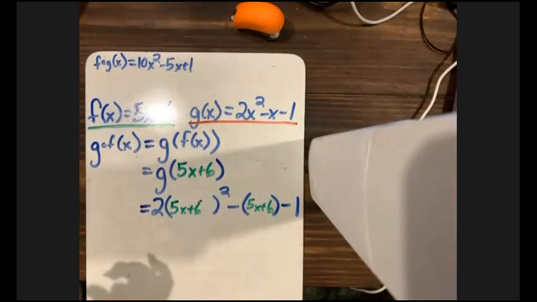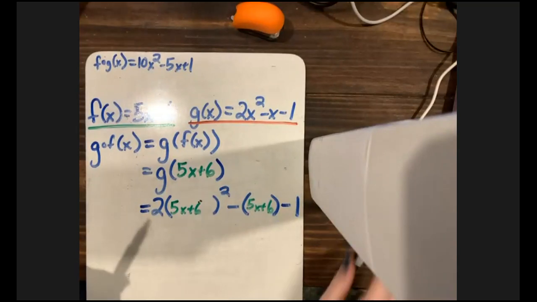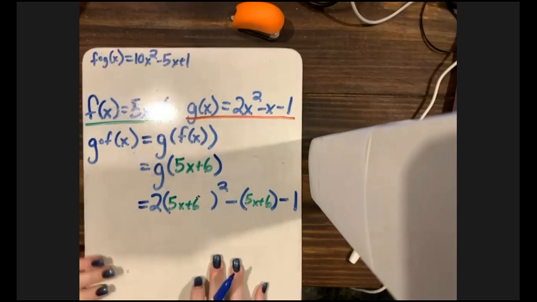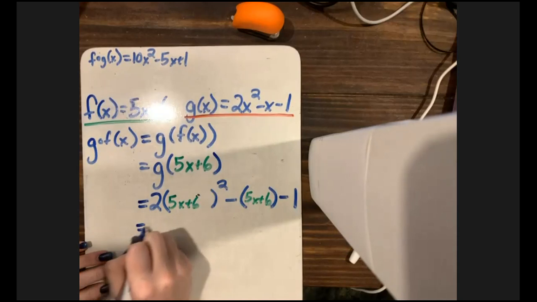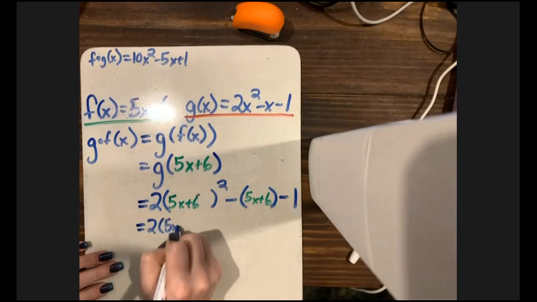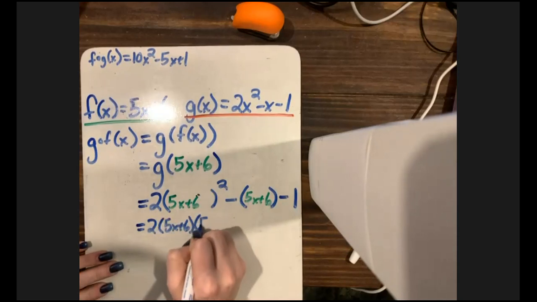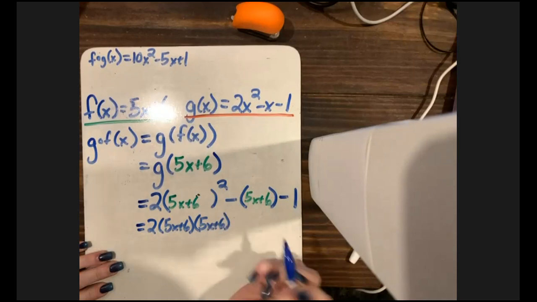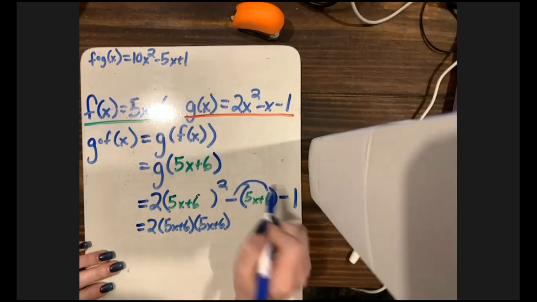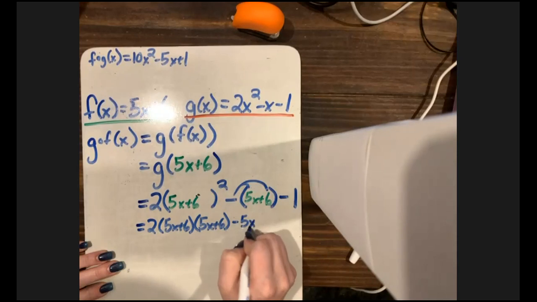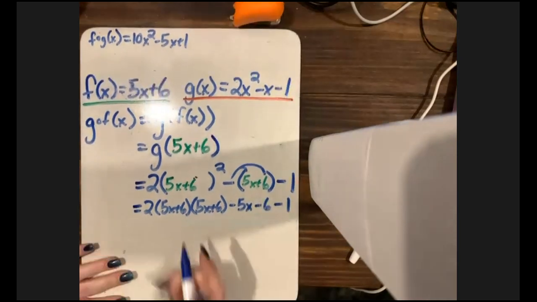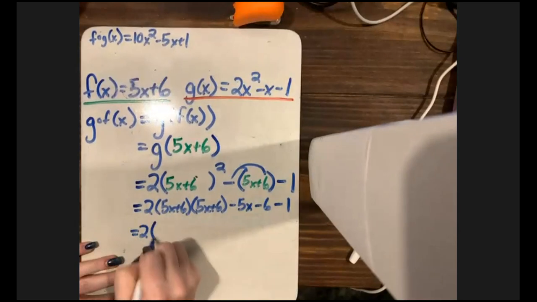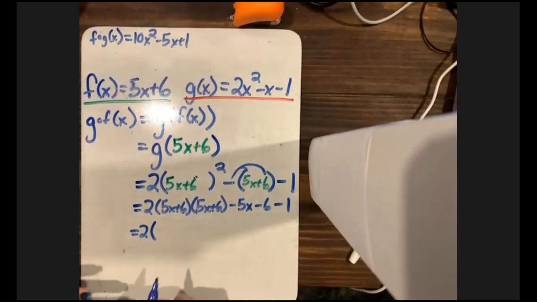Okay, now this one is a little more involved. I am going to have to do this 5x plus 6 squared. I'm going to go ahead and distribute this. Okay, now, not dealing with the 2 up the front yet.